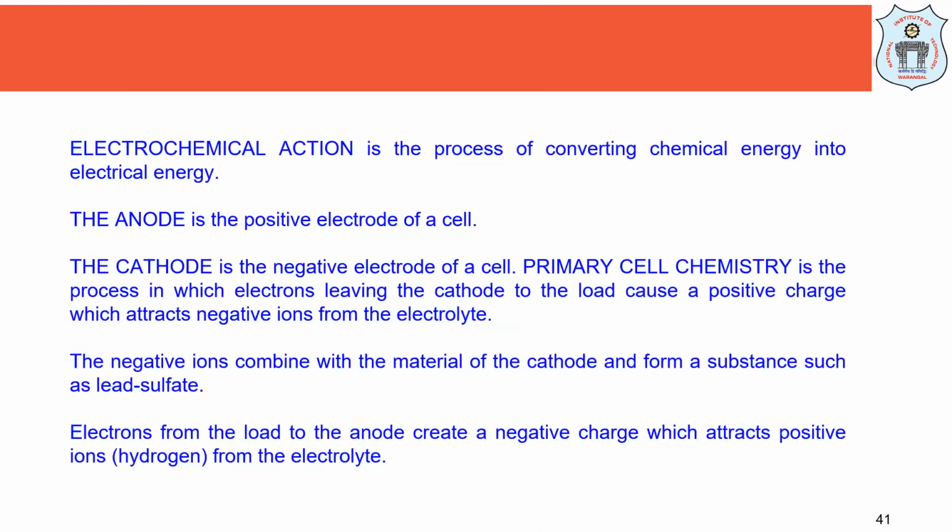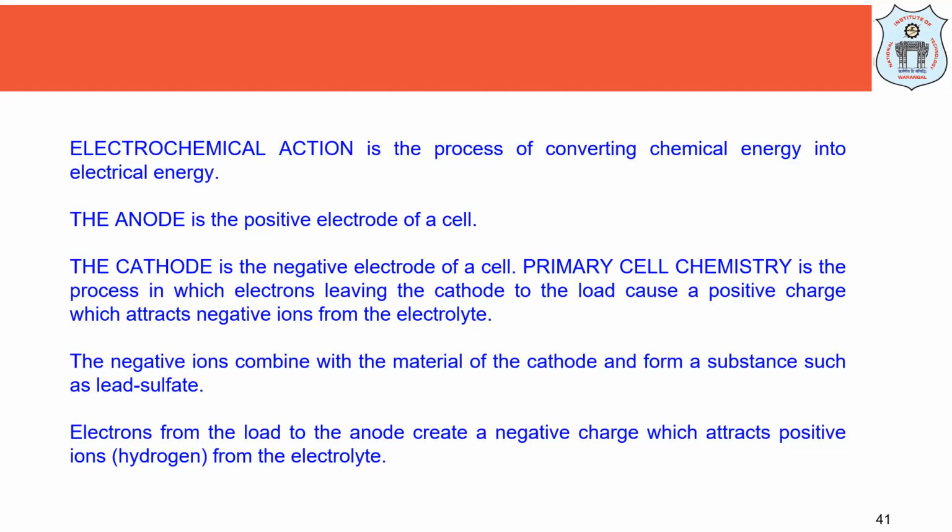Okay, so in this lecture we have seen what is electrochemical action. It is the process of converting chemical energy into electrical energy. The anode is the positive electrode of a cell. The cathode is the negative electrode of a cell.